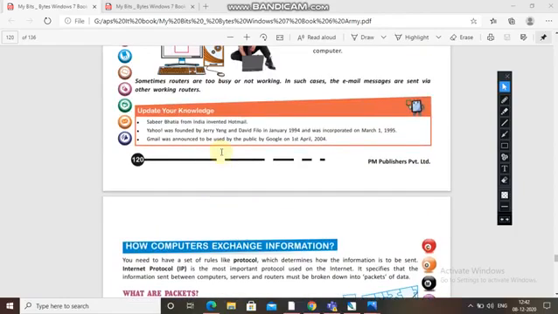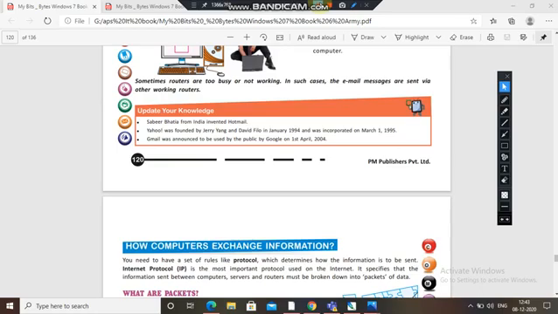Sabeer Bhatia invented Hotmail from India, and Yahoo was founded by Jerry Yang and David Filo in January 1994. Okay, and it was incorporated on March 1, 1995. So in 1994, David Filo and Jerry Yang founded this, and then it came to incorporation on March 1, 1995. And Gmail was announced to be used by the public by Google on 1st April 2004. So on 1st April 2004, Google announced Gmail for the public.